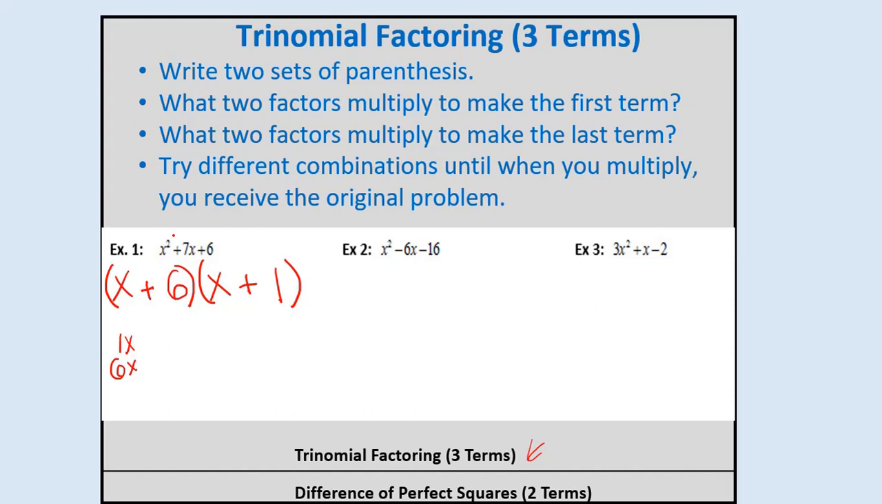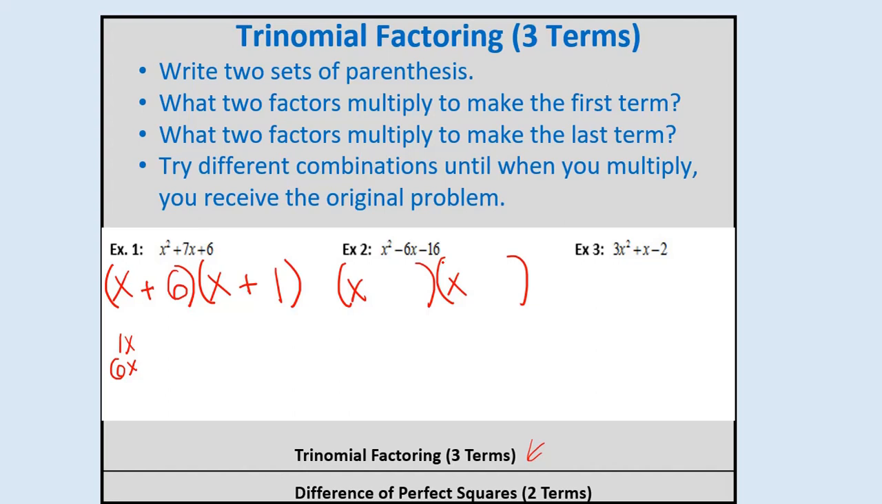Let's try the second one here. So I need an x squared. So again, I'm going to write down my two parentheses. Well, how do you multiply to get x squared? Just an x and an x again, right? Now I need to make 16. How do I make 16? Well, a 4 and a 4, 16 and a 1, an 8 and a 2.